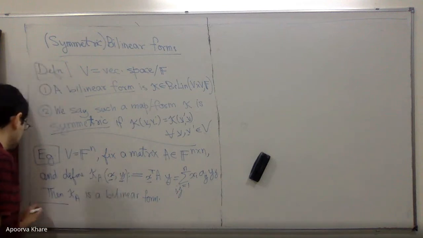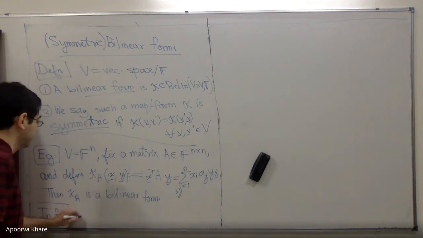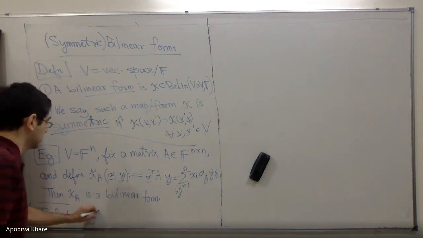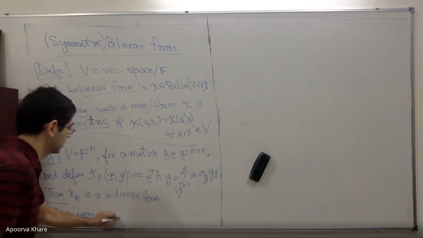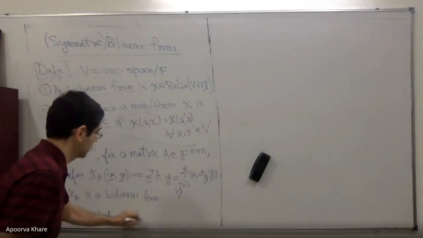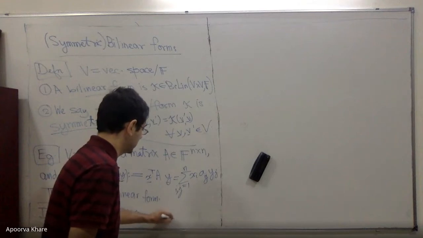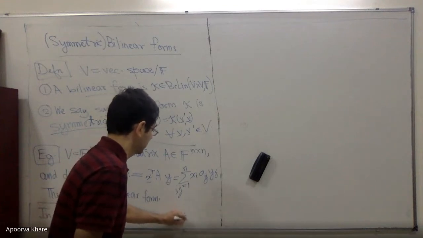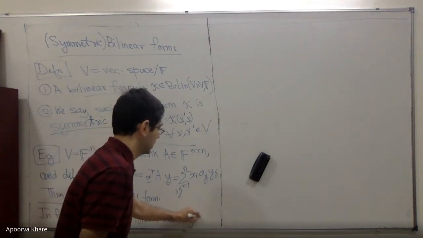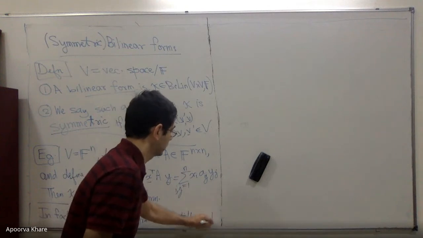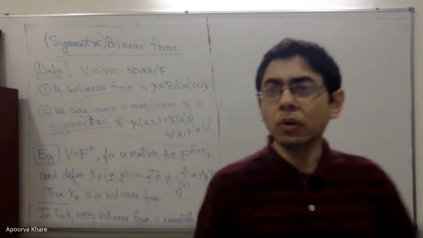So in fact, every bilinear form is essentially this. And that is what I will explain to you now.